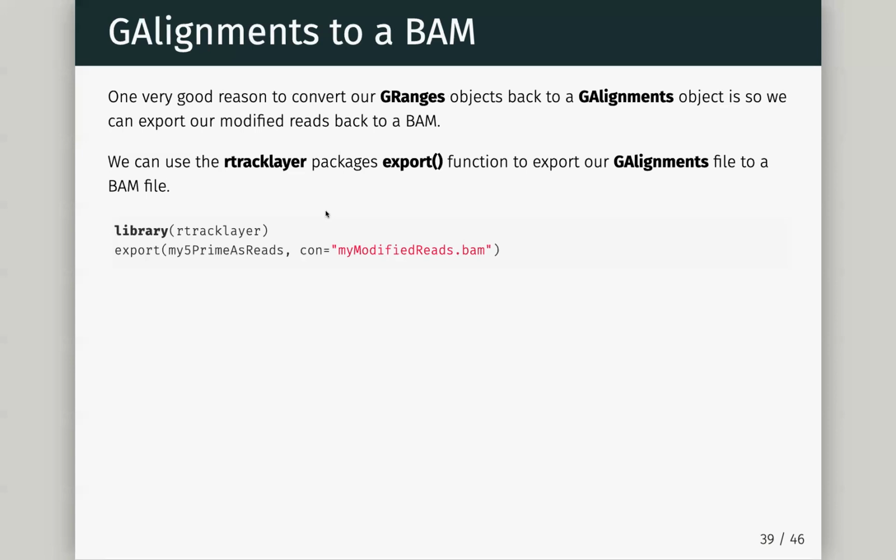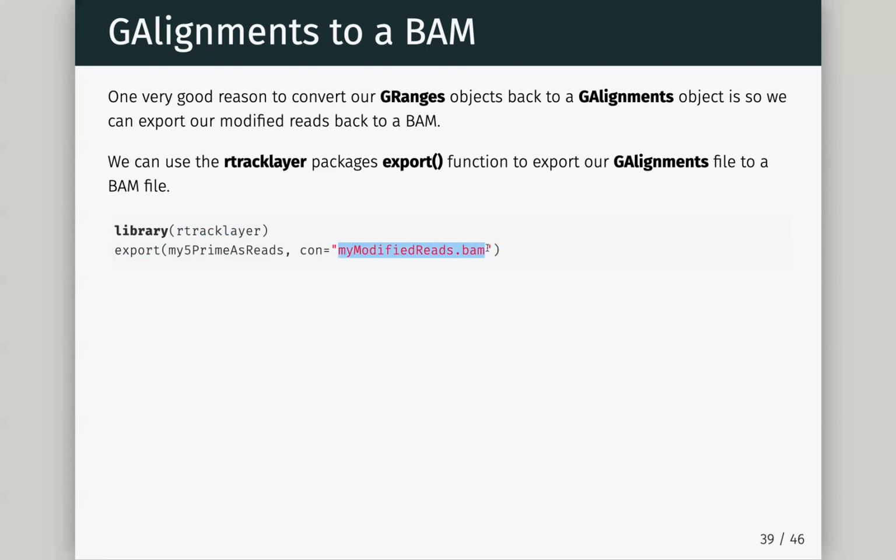So one really important reason why we want them as a GA alignments object is because if they're a GA alignments object, we can then export that back to a BAM file. So GRanges we're only ever going to be able to export to a BED. But once we've manipulated this, maybe got it down to its first base pair, we can turn that back into our GA alignments, and we can then use finally the rtracklayer package, which is our IO package for Bioconductor or biological data. And we can export our GA alignments object. We just give it the connection, and it will write out directly to a BAM file.